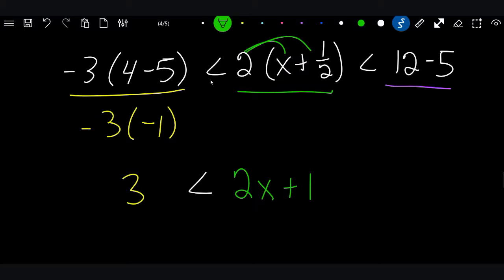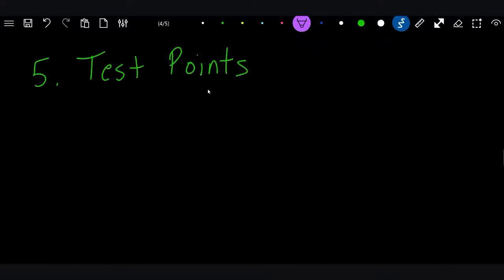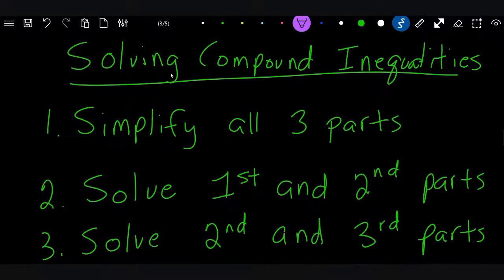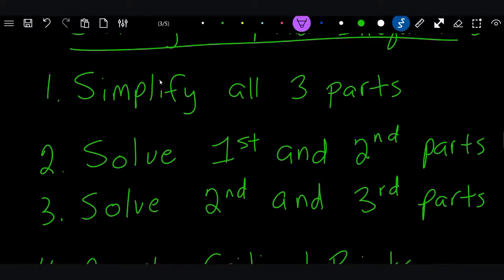We've simplified that one. I'll put my sign now, less than, and now here in purple we're going to simplify 12 minus 5. 12 minus 5 is 7. All right, so there we go. We have done step number 1. That was step number 1. Simplify all three parts. Okay. Now look at step number 2.